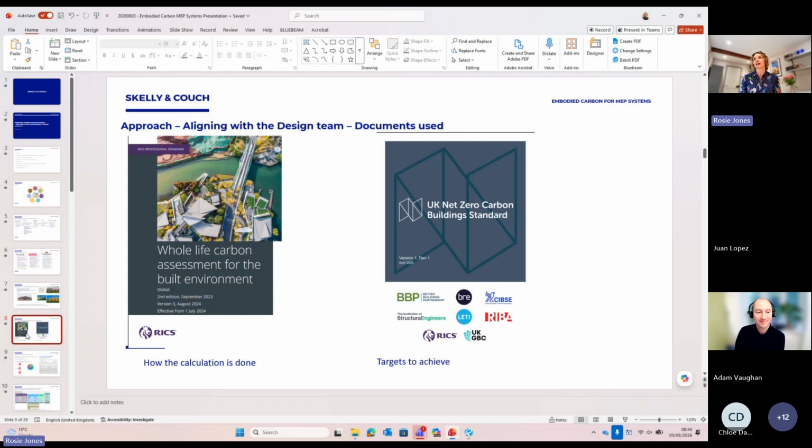Then I'll move on to how we align with the wider design team. I'm sure you're all aware that many conversations have gone on about how we distil the calculation method and how we set our targets. Where we are currently, fortunately, is that we've now all agreed as an industry that effectively it's these two documents, where the Royal Institution of Chartered Surveyors have set out the methodology, and all of these bodies have come together to set the targets in the UK Net Zero Carbon Building Standard. So that's our starting point.